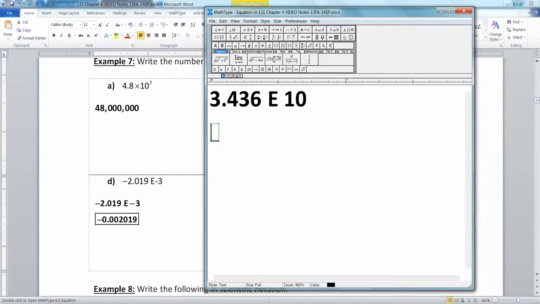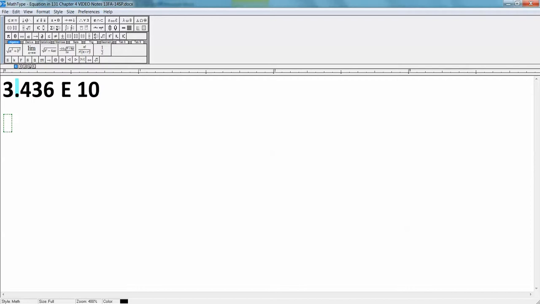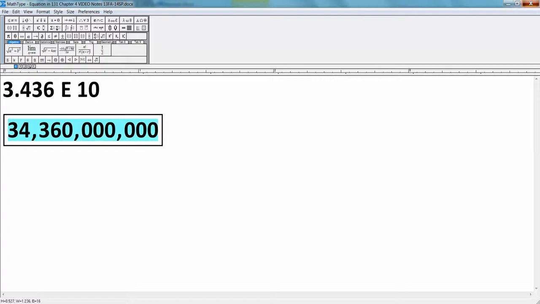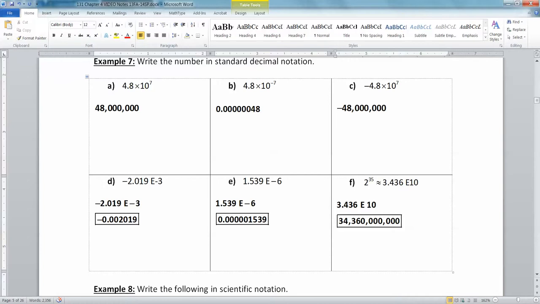So we want to move the decimal spot 10 over to the right. It's here between the 3 and the 4. So move 1, 2, 3, right? So 3, 4, 3, 6. That's 1, 2, 3, 4, 5, 6, 7, 8, 9, 10. And you can put your commas in here. So that's 34 billion, which is a really large number. There we go. Okay, so that's how to take scientific notation and write it out in standard decimal.